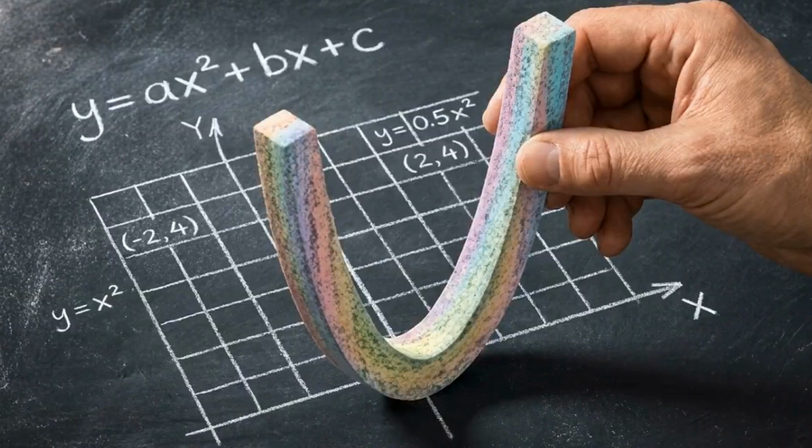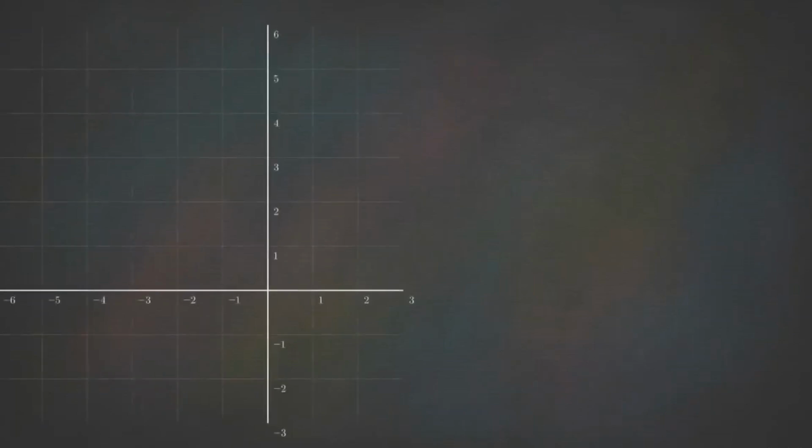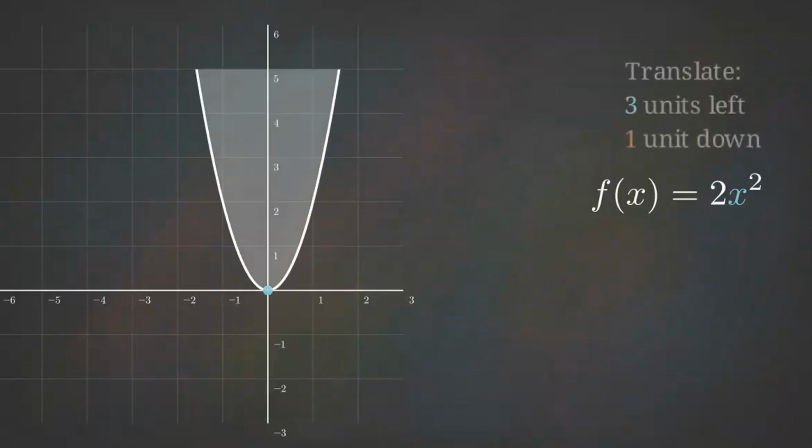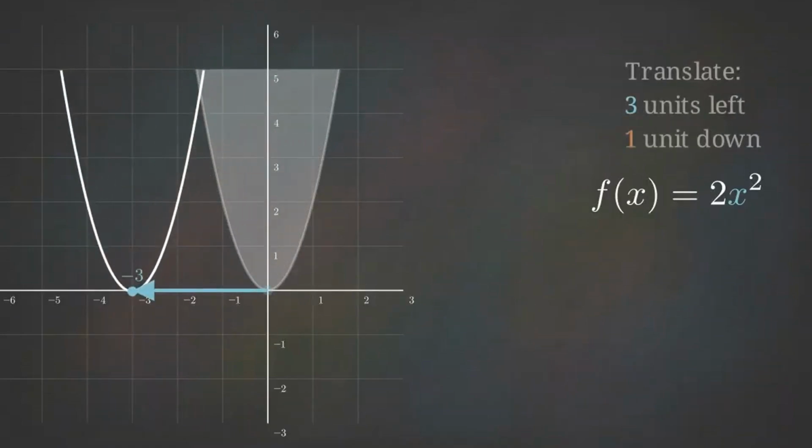You can predict where a graph will land without having to recalculate its core shape from scratch. Let's apply this to an equation. We have the function f of x equals 2x squared, alongside the instruction to translate it 3 units to the left and 1 unit down.